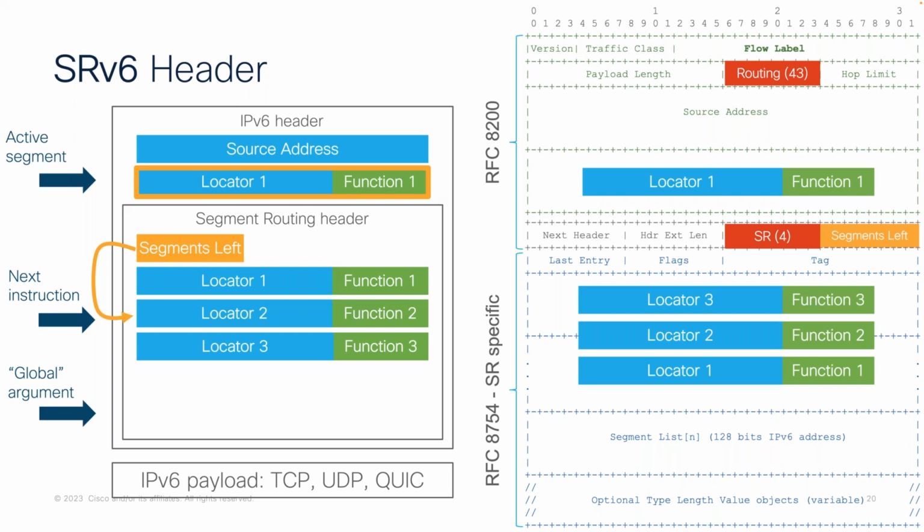Okay, so the active segment's in the destination address. Segments left tells us what the next instruction is in the SRH. And as this packet traverses each of these locators in the network, that segments left value decrements, and we get closer to locator 3.